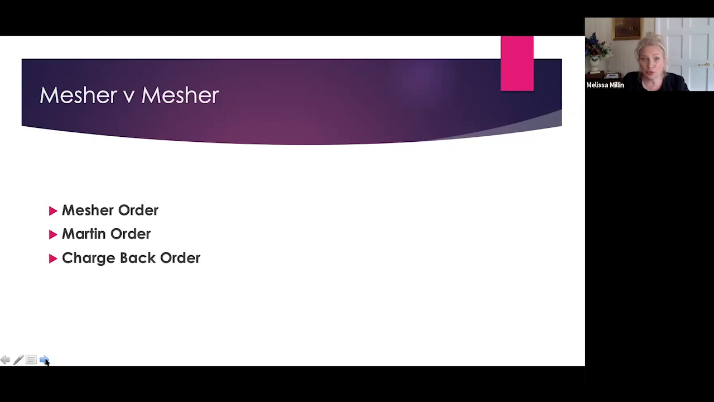Now, a Mesher order also has a childless cousin, that's a Martin order, and of course there's also a charge-back order. These are quite rare these days, but it allows the interest of children to be prioritised over that of any creditors. If we can move to the next slide, please, Jo.